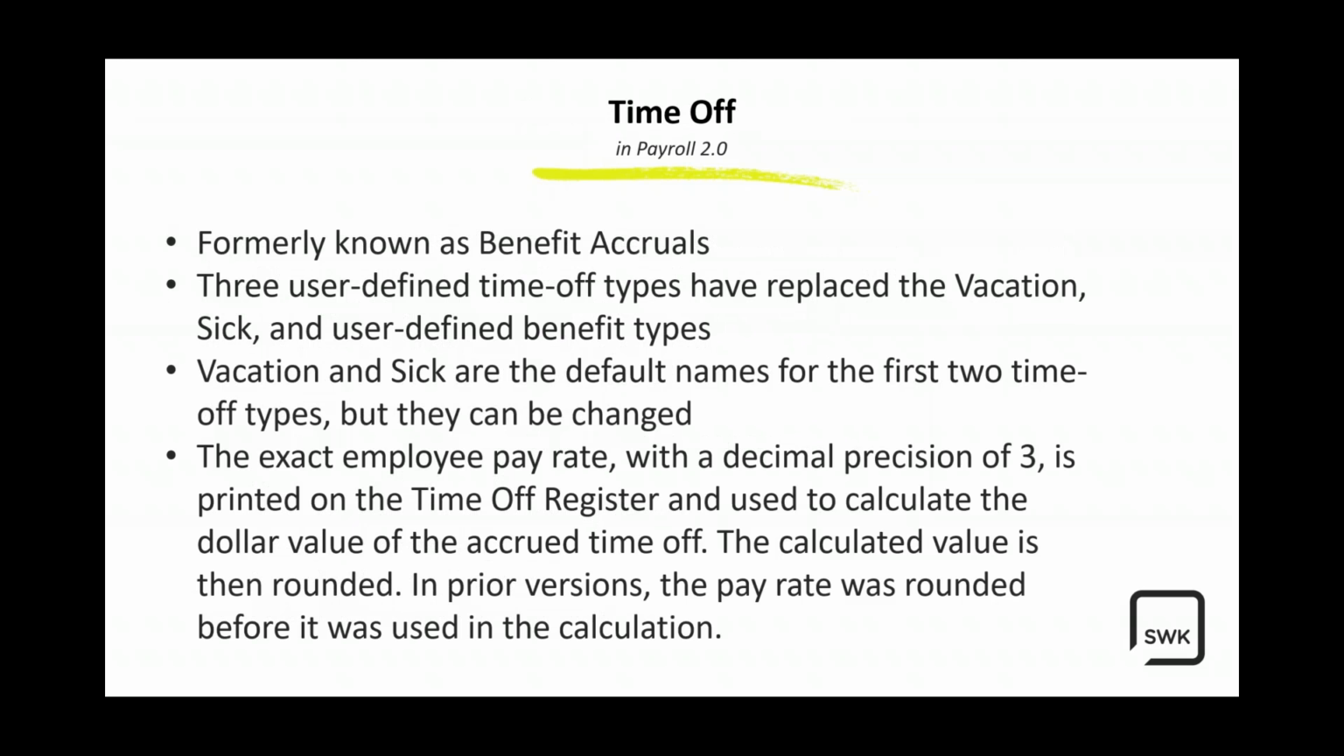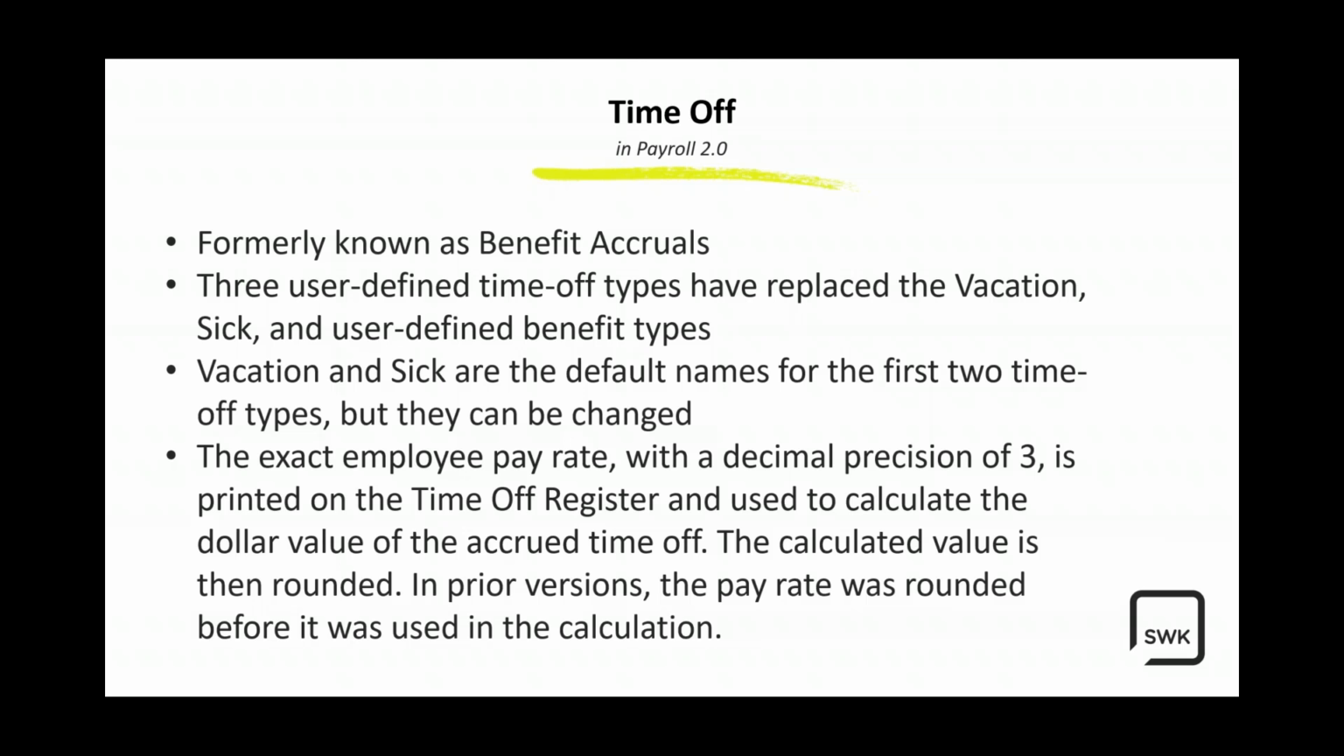Time off, that's our old benefit accruals that we used to have in Sage. It's now called time off maintenance in Sage, or time off is what we call it. Before, vacation was 1, sick was 1, and the third one you could make whatever you wanted it to be. Now all 3 of them, vacation, sick, and the third one, are editable. If you've been using that feature though, when you upgrade to the 2.0 version, it will default that vacation and sick name just because it's always been that way.